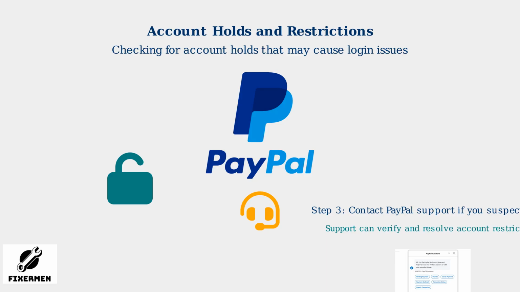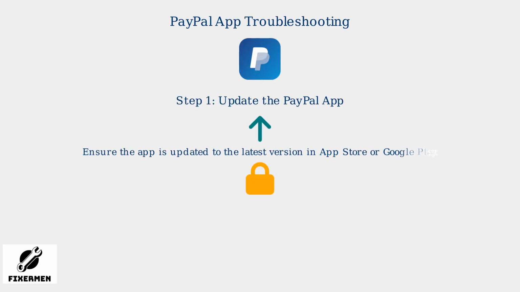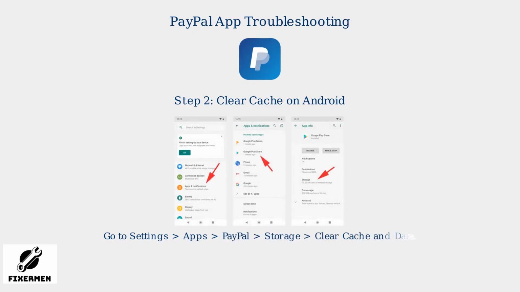Provide details about the error and any account activity for faster resolution. If you're using the PayPal app on iOS or Android, start by ensuring it's updated to the latest version. Outdated apps can have bugs that cause login issues like error 130113. For Android devices, clear the app's cache and data. Navigate to Settings, then Apps, find PayPal, go to Storage, and clear both cache and data.